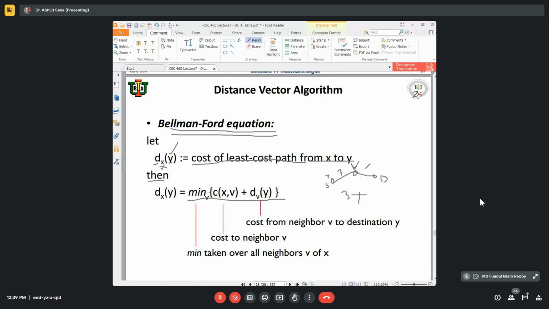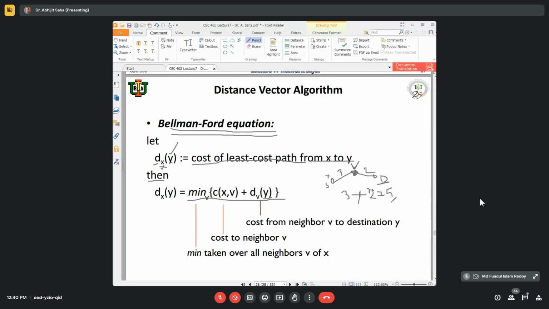Okay, so now what is the cost here? 2. Now plus dv to y, so that is my dv. This is the node, that is my v. dv to y, who is y here? My destination. Who is my destination? D. So that means dv to y is going to be 2. So the cost of the path is going to be 5.